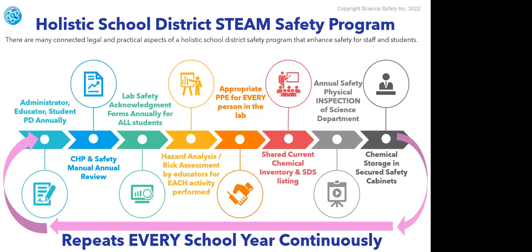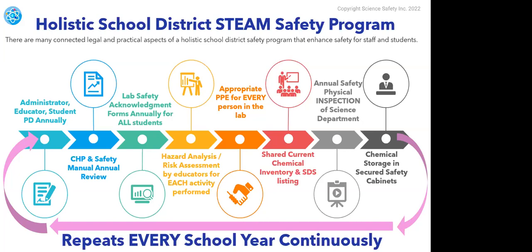And if you look at it, having annual training for educators, administrators, and students, your chemical hygiene plan and safety manuals need to be reviewed, and you actually need to have them, which is something that many people are unaware of. The use of lab safety acknowledgement forms needs to be done annually, and they need to be archived for many years. You can't just keep them and throw them away at the end of the year. Conducting that hazard analysis, risk assessment, and safety actions that Dr. Ken just talked about needs to be done for each and every activity that's performed prior to that happening.